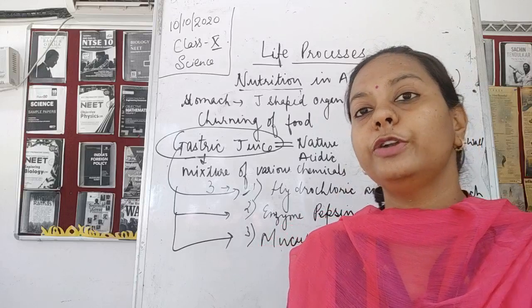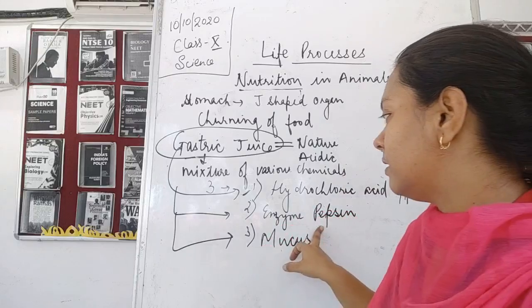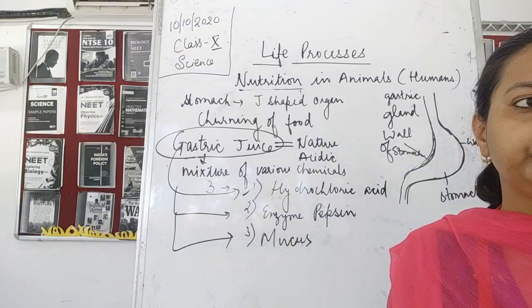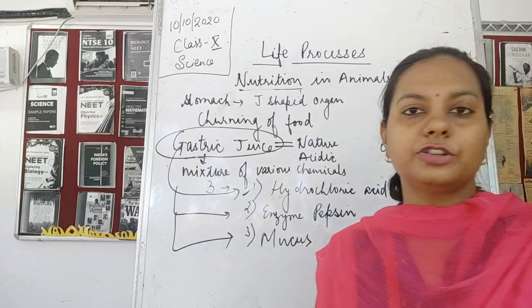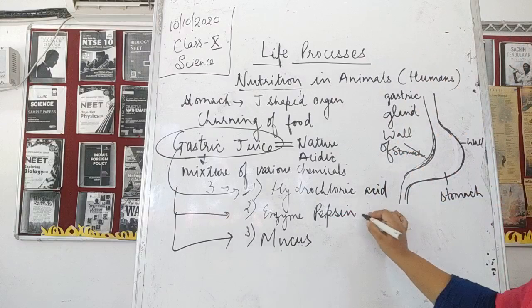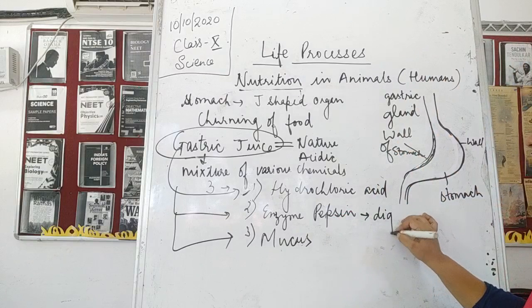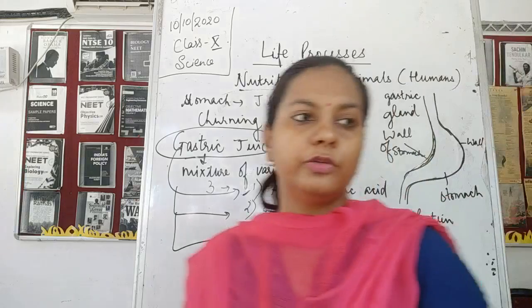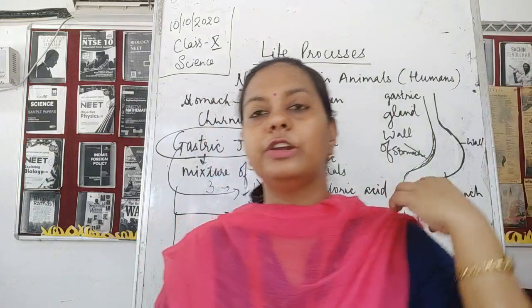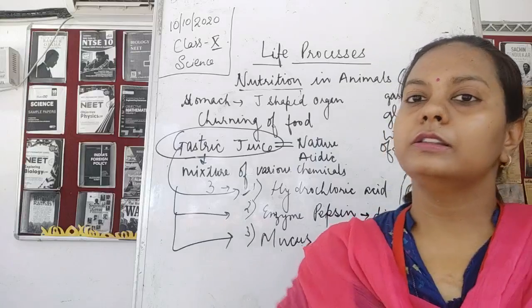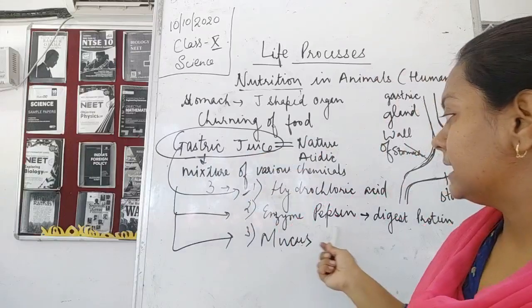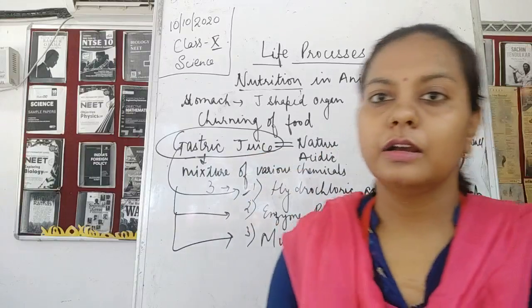enzyme pepsin. This enzyme is going to work under the acidic condition because of the presence of this hydrochloric acid. Okay, this enzyme is going to begin the digestion of protein. So the enzyme pepsin is going to digest protein. This helps in the digestion of protein. Salivary amylase is going to help in the digestion of the starch. Then this enzyme pepsin is going to digest the proteins.